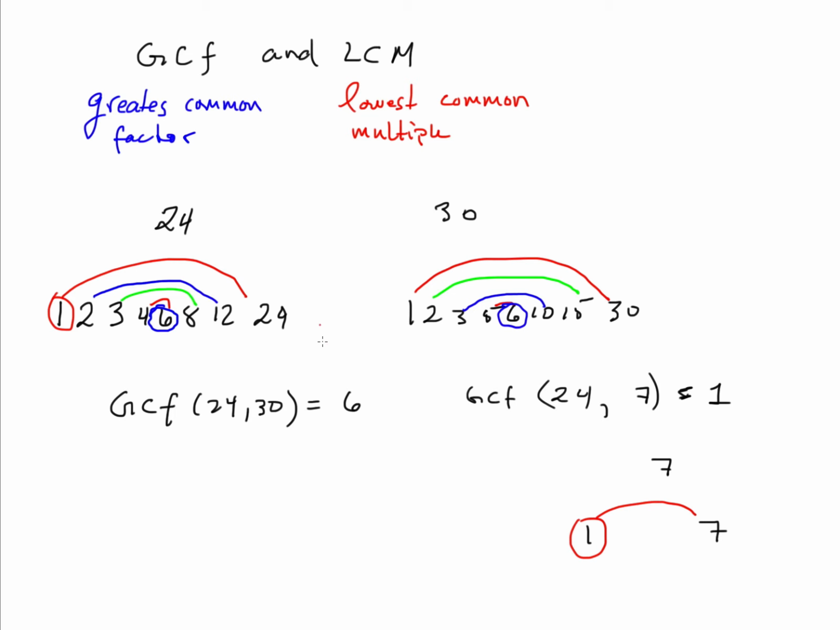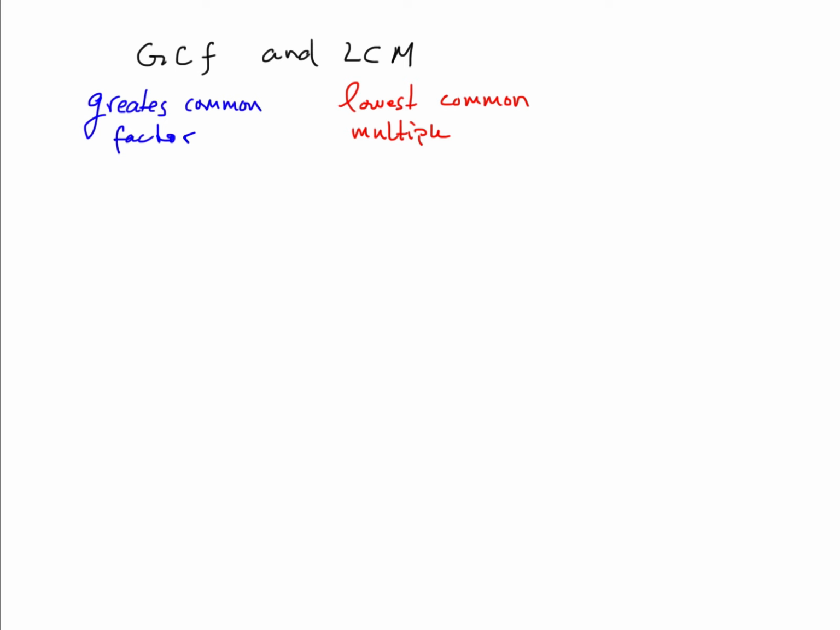So anything that has a greatest common factor equal to 1, we call those two numbers relatively prime. Let's take a look at the lowest common multiple now. If I have the numbers, let's say 4 and 6, and I were looking for the lowest common multiple, I would construct a lowest common multiple table, which would look something like this.